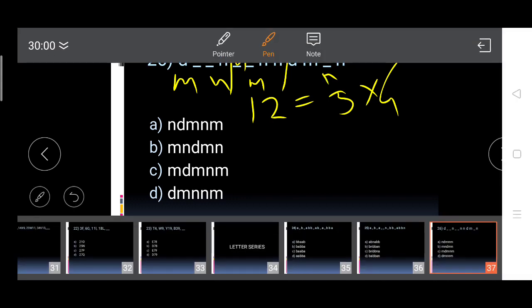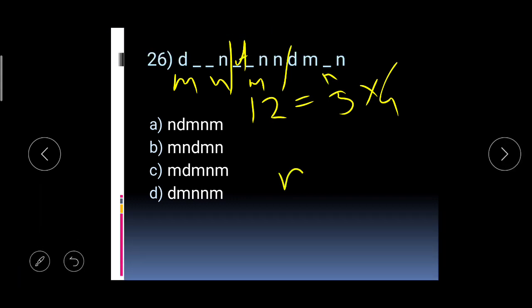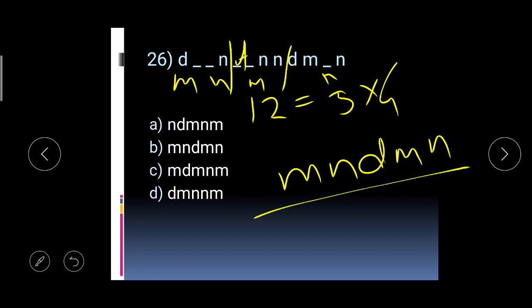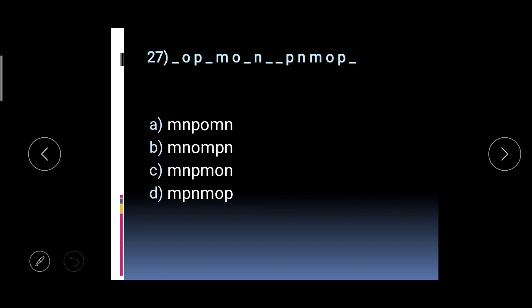So our answer is what? M, N, D, M and N. So this is my answer, M N D M N. Can we find the option M N D M N? Yes, it's option B. Okay, let's move to 27.